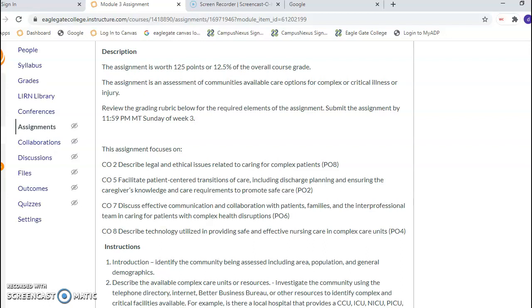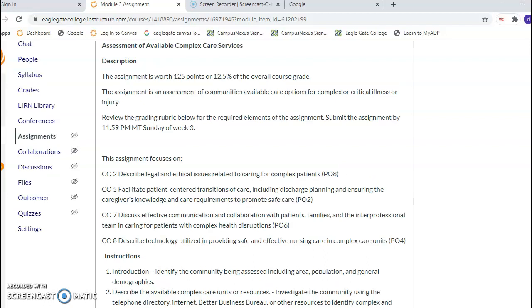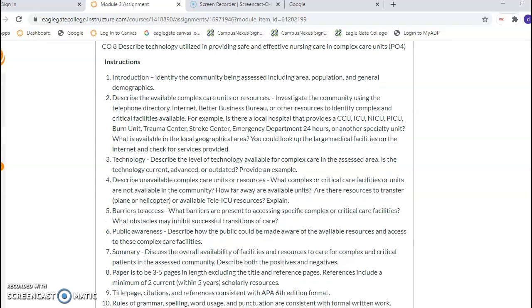In this assignment, you are looking at a community or an area where you live, and you are assessing it for what type of complex care units are available in that area. Depending upon where you live, you might find many or you might find very few. The first thing you're going to do is identify the community that you're looking at and then include the area, the population, and general demographics. Demographics are things such as race, education, possibly blue collar versus white collar workers, that type of information.